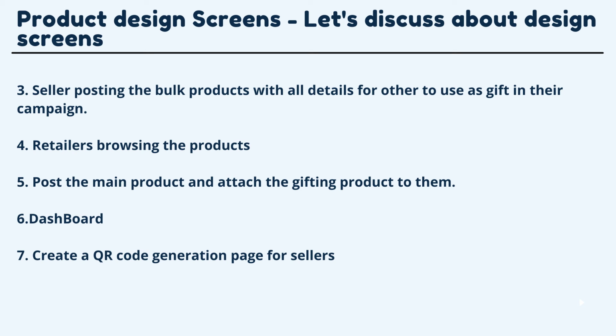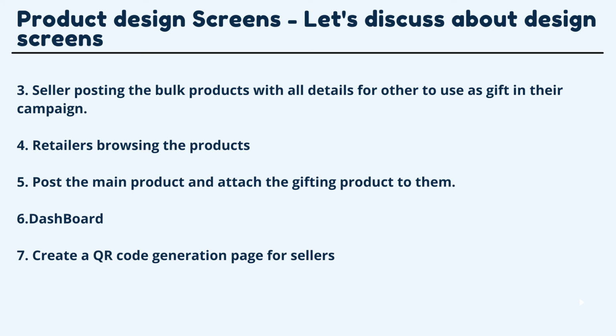And the fifth one is to post the main products and attach the gifting product to them. It is for the customers, and they will log into the seller app and take those bulk products. I mean, they will buy those bulk products and create the campaign by attaching them to the main product they want to sell. So once they log in, they should have the discovery platform where the bulk products are available, and at the same time, they should have the facility to create the new campaign. So here the two functionalities need to be covered.